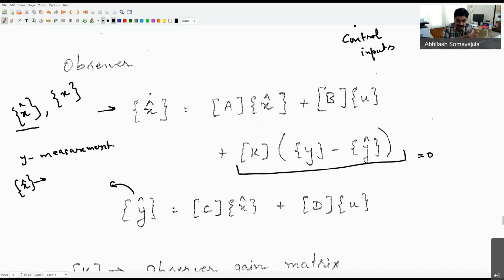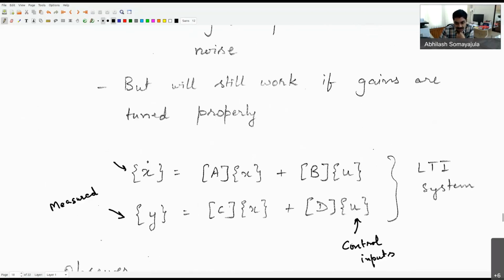Now, as long as Y hat and Y are approaching each other, the difference will go to 0. In that case, my estimator's dynamics is exactly the same as my original system's dynamics. This entire term will go to 0, and I'll have X hat dot equal to A times X hat plus B times U, which is the same dynamics as what I have for my real system, right? Yes.